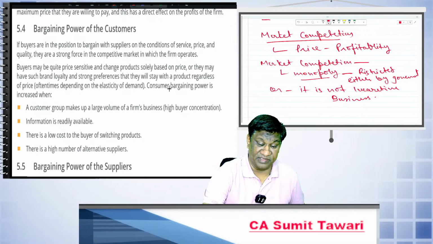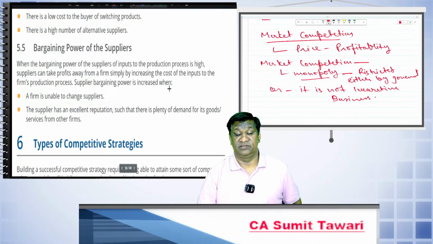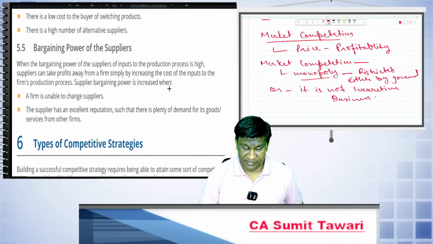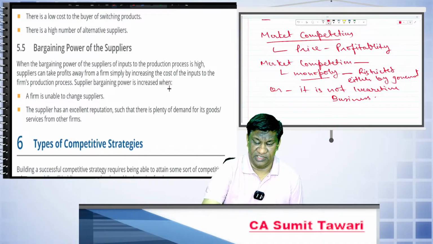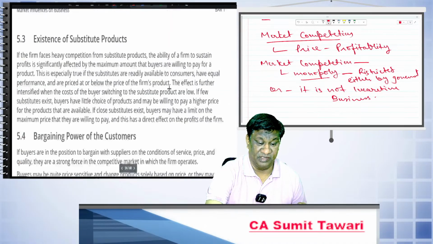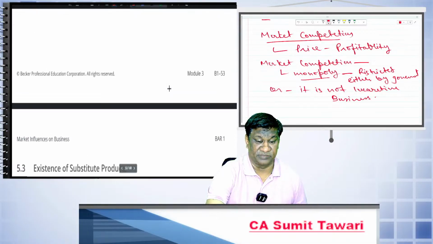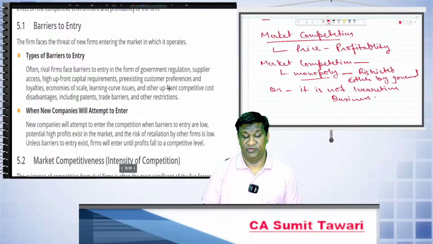And in the same way, for the bargaining power of the supplier, producers are many, but there is a single source of supply. If this is the situation, again we cannot dictate the prices. So these are basically the five forces: bargaining power of the customer, bargaining power of the supplier, existence of substitute products, market competition, and barrier to entry. This way you need to consider them.